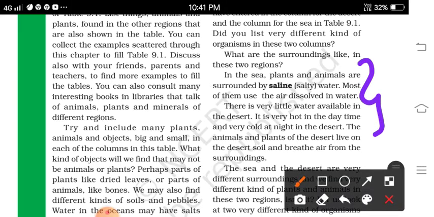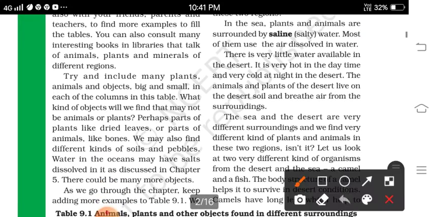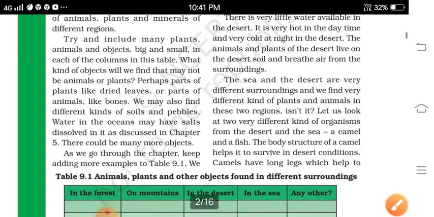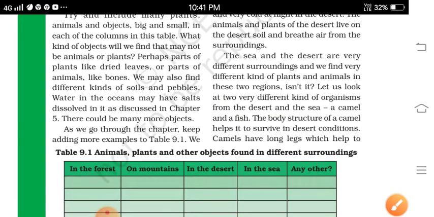There is very little water available in the desert. It is very hot in the daytime and very cold at night. The animals and plants of the desert live on the desert soil and breathe air from the surroundings. The sea and the desert are very different surroundings, and we find very different kinds of plants and animals. In the desert we found the camel, whereas in the sea we found fish. They have different body structures.